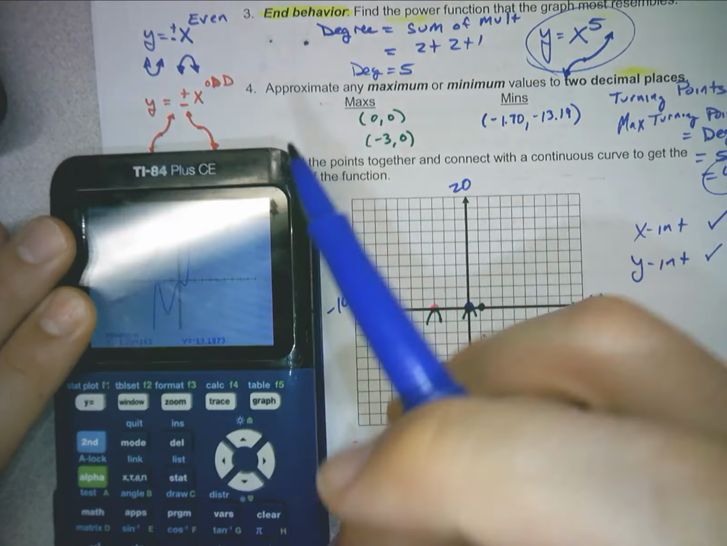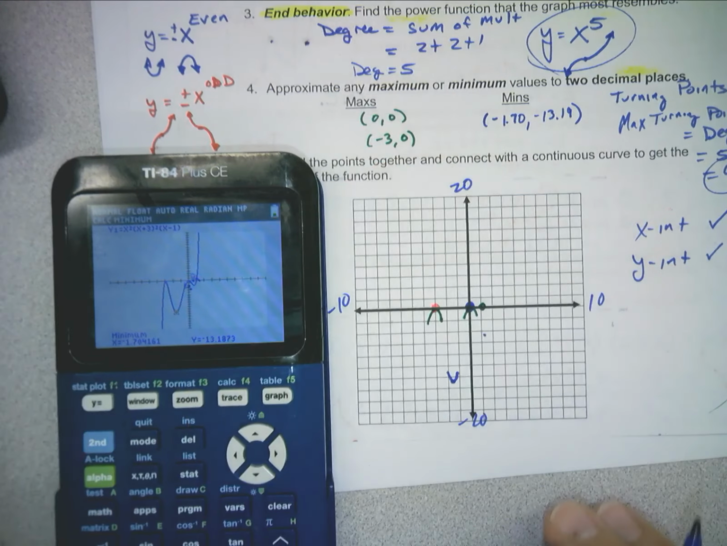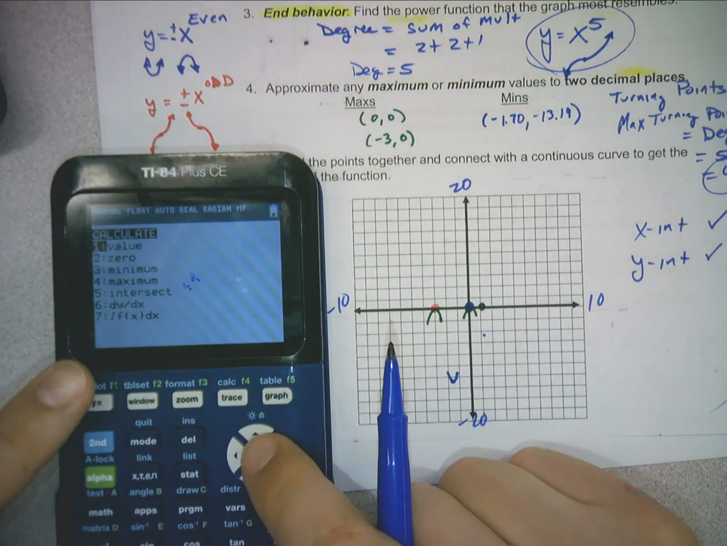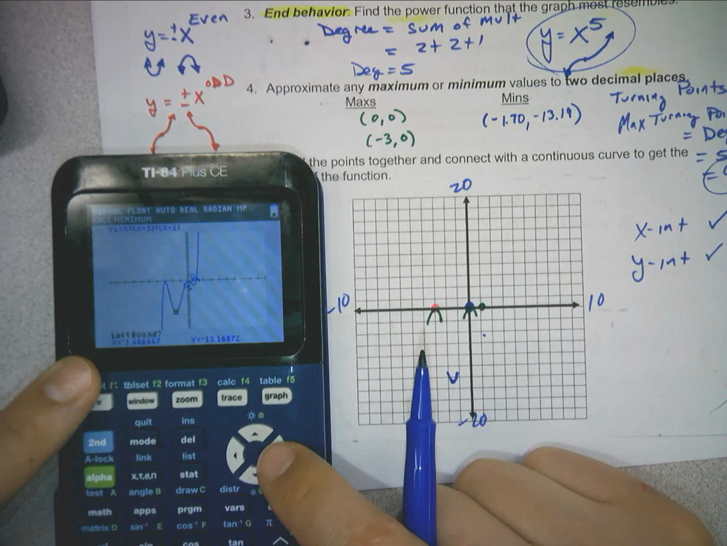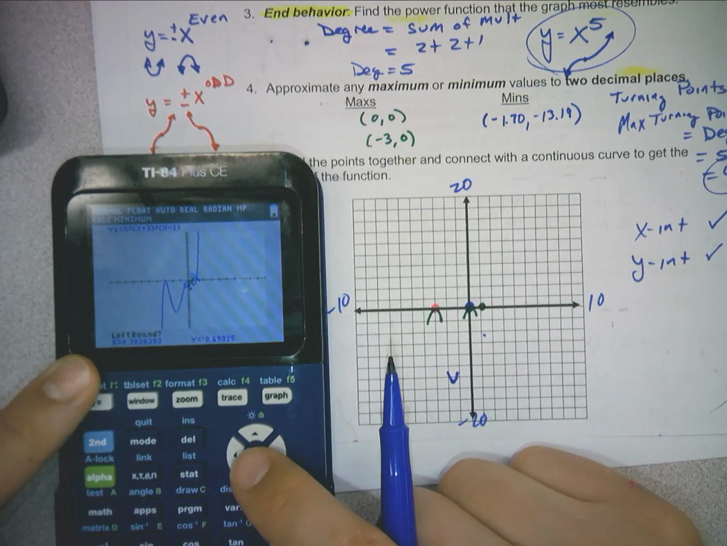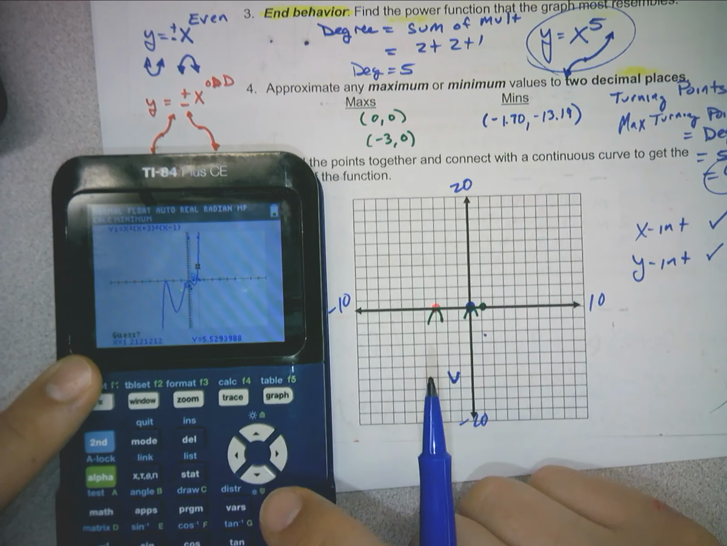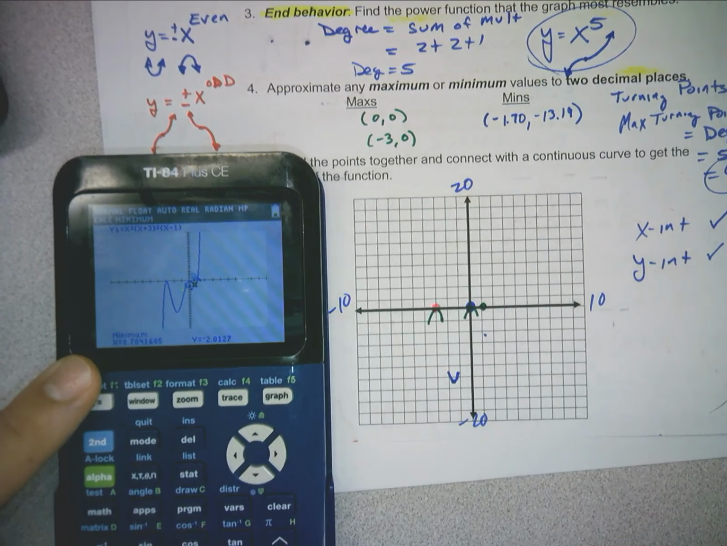All right, so I got one more to do. I got to find this guy right there. That's the left, that's the right. So I'm going to go second trace, minimum. Left bound, get around 0, 0 where it's going down, press enter. Right bound, get to the right of that where it's increasing, press enter. Yes, press enter, and it jumps to the bottom.